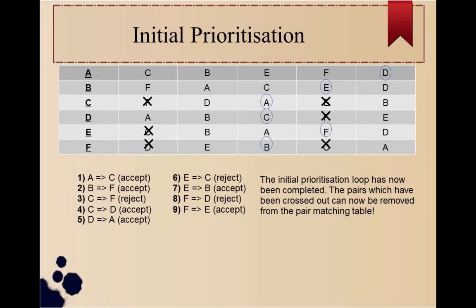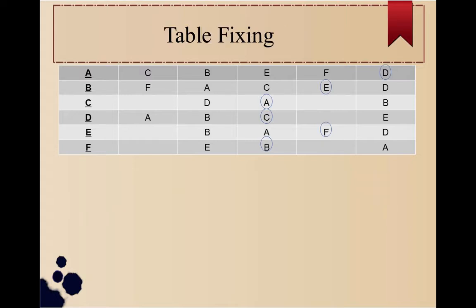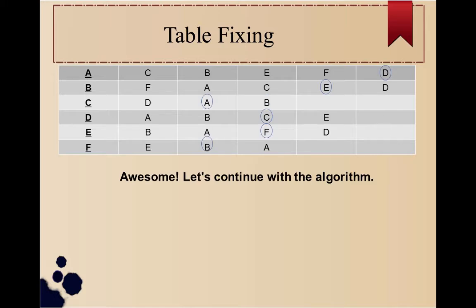As you can see, the initial prioritization loop has now been completed. The pairs which have been crossed out can now be removed from the pair matching table, which makes things a lot easier for the future. To do this, simply remove the crossed out elements from the table and shift everything into the empty spaces, moving to the left.